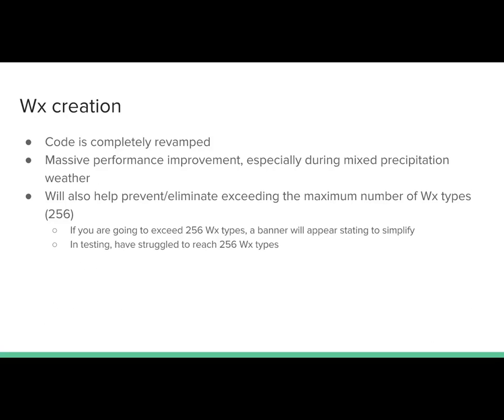With the weather creation step, the code has been completely changed. After multiple mixed precipitation type events this winter, the desire was to get this code cleaned up, and as a result, we've got a massive performance improvement in place for it. Along with this, it will also help to prevent or eliminate exceeding the maximum number of weather types. Should you exceed 256 weather types, which is going to be very difficult because even I have been unable to reach that in testing, you will see a banner appear stating to simplify.